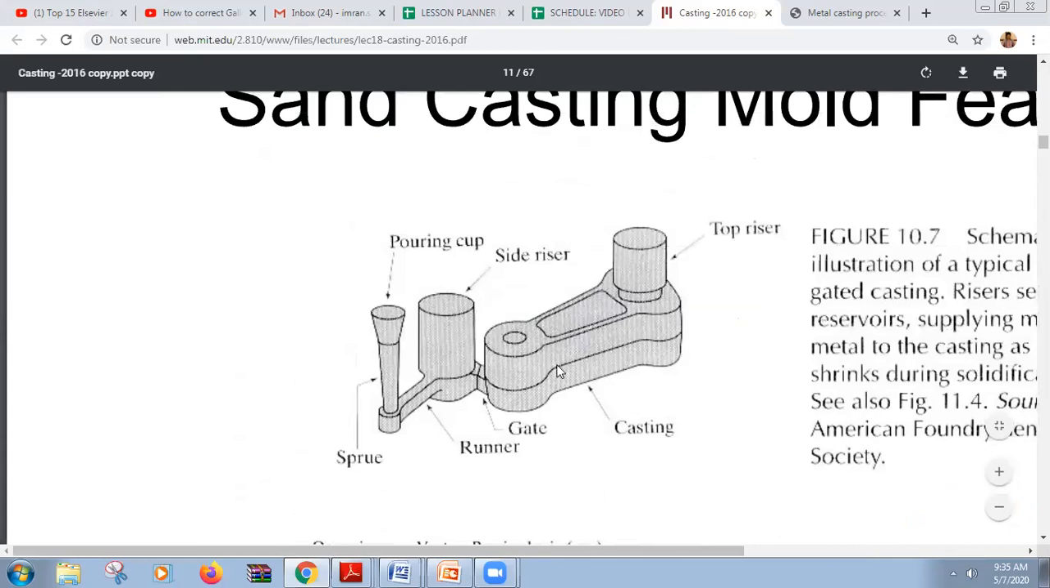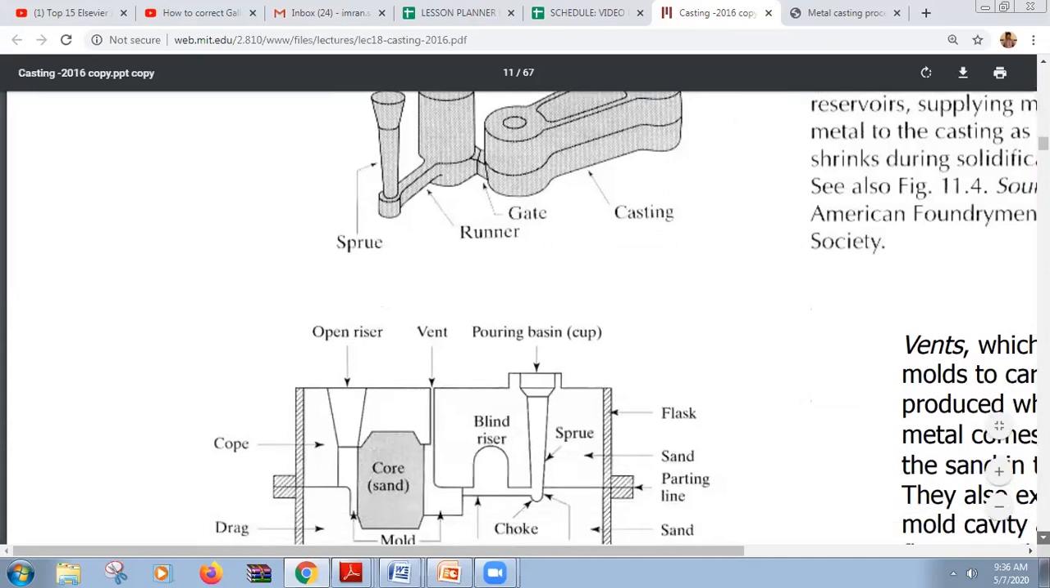This is the casting, this is the base. This is the casting, the part that we have to make. So this is the gate. This is the riser, side riser. Then this is the sprue, pouring cup, top riser. We'll talk about one by one. We'll talk about every component in all aspects in detail.